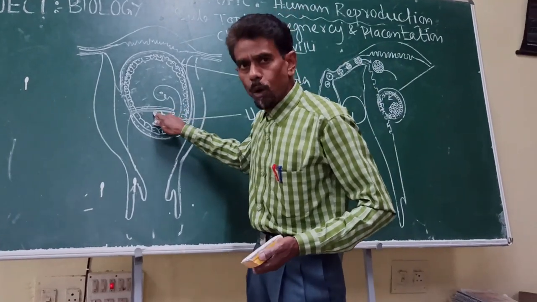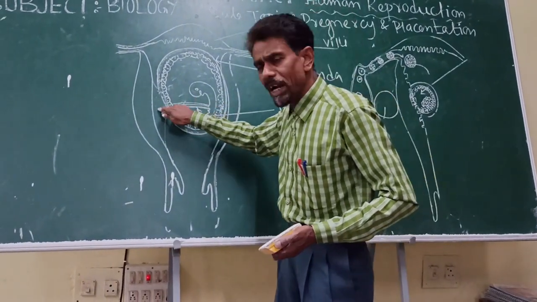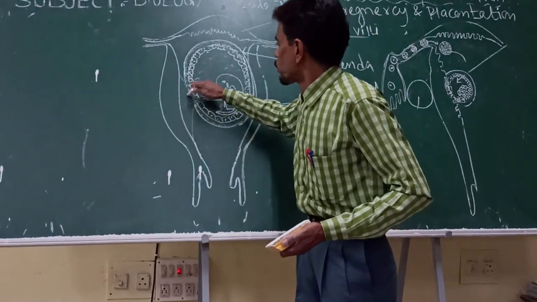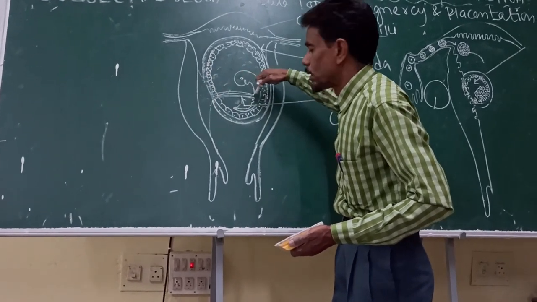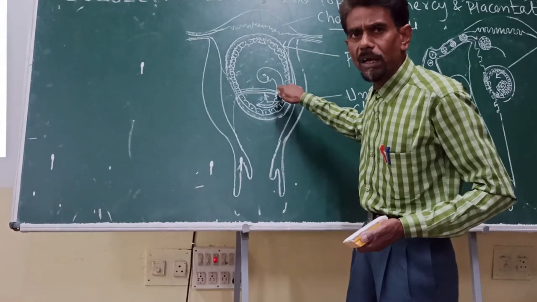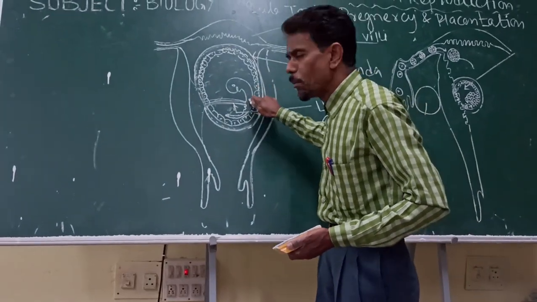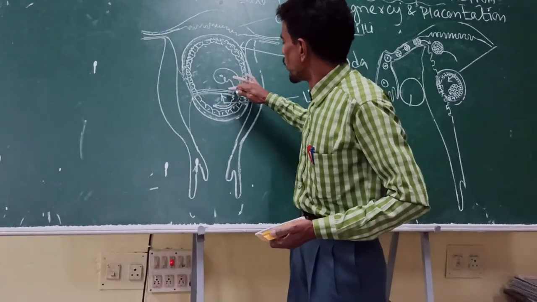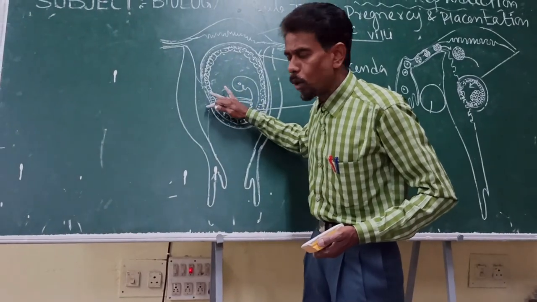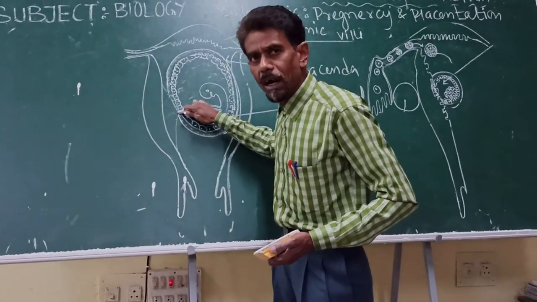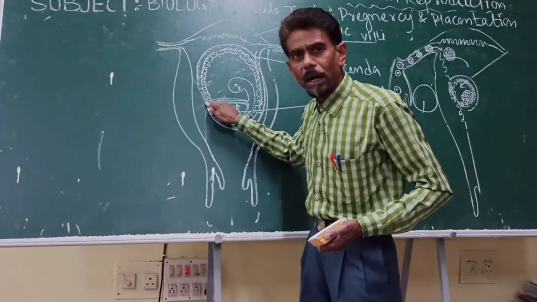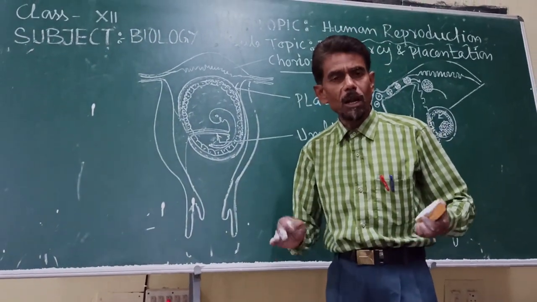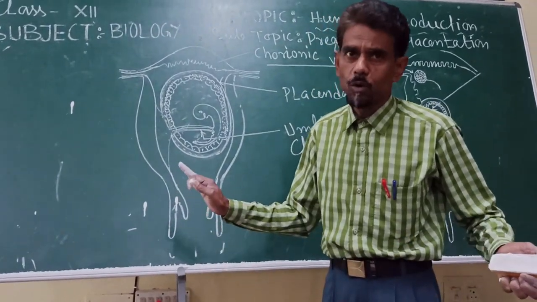It is through this cord that nutrients and oxygen, through the placenta, the barrier, come to the growing embryo, and the carbon dioxide and waste material produced by the growing embryo go through this umbilical cord, crossing the placenta, reaching the mother's blood, and through the mother's blood they are eliminated. So the placenta acts as a structural and functional barrier. Is that very clear to you?